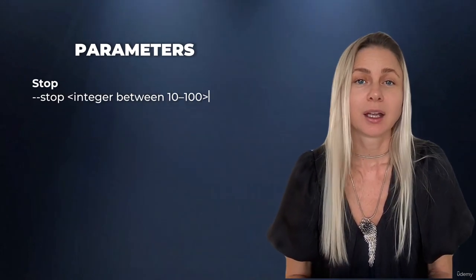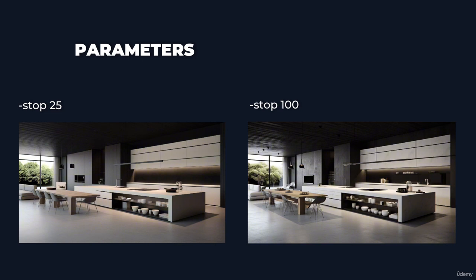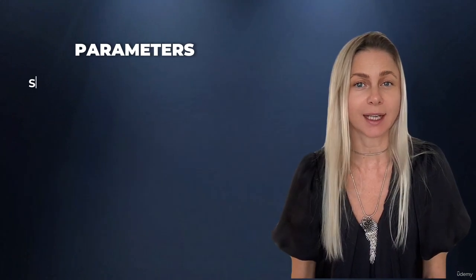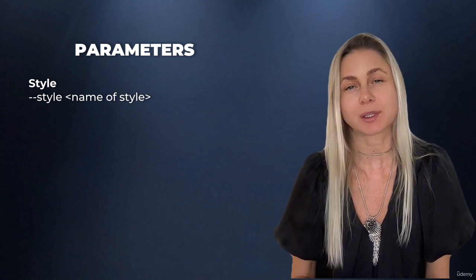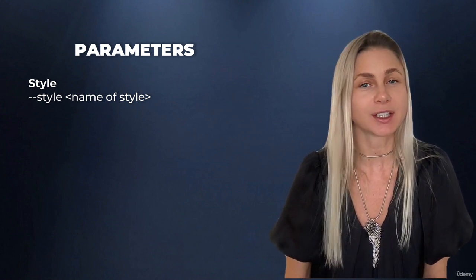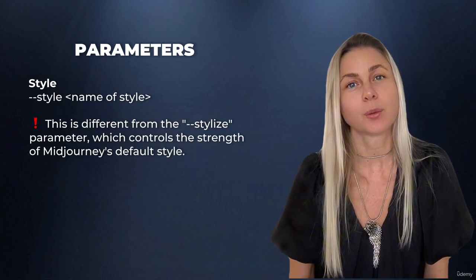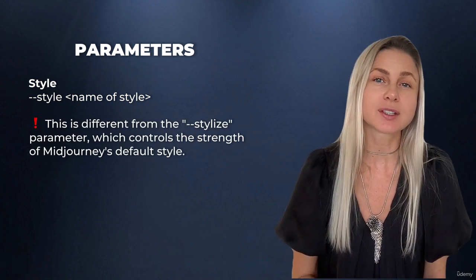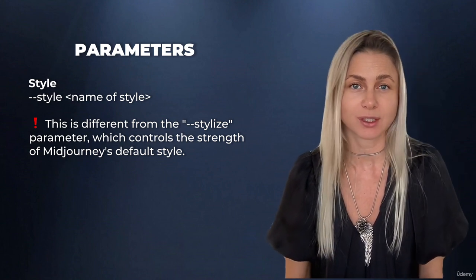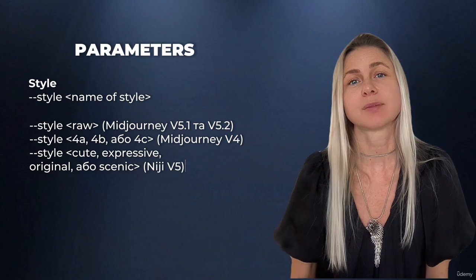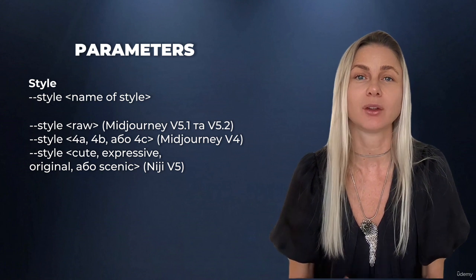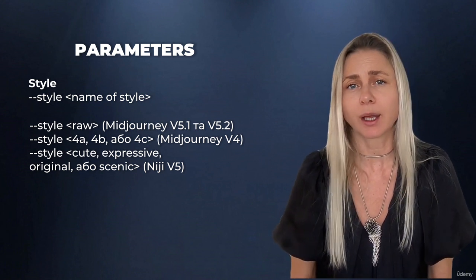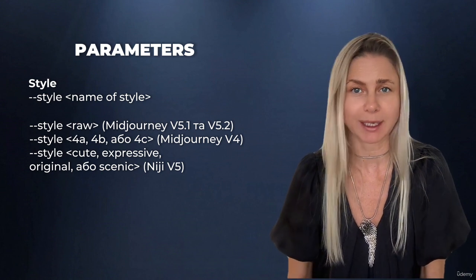Stop. Use the stop parameter to finish a generation midway through the generation process. Style. The style parameter in Midjourney allows you to specify a particular style for the generated images. This is different from the stylize parameter, which controls the strength of Midjourney's default style. Midjourney offers multiple styles, which can be seen as mini models based on the base models. Here are available options for the style parameter.